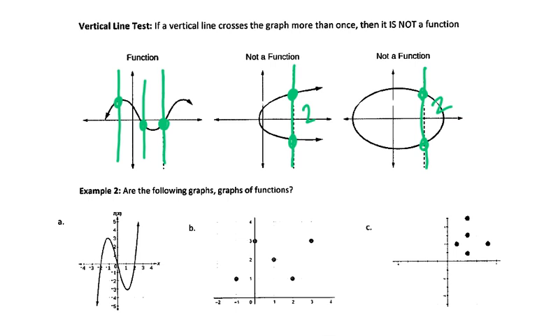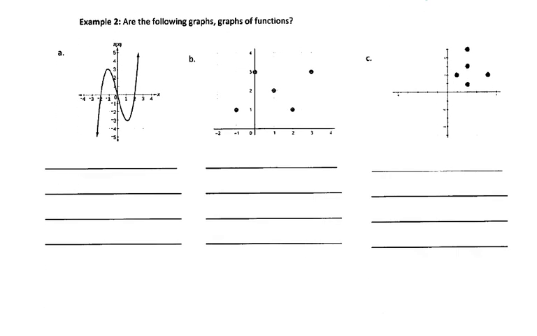So let's look over here. So we have 3 different graphs. I'm going to draw my line down. This crosses once, crosses once. There's no place where it's going to cross twice, so I would say this is a function because it passes the vertical line test.